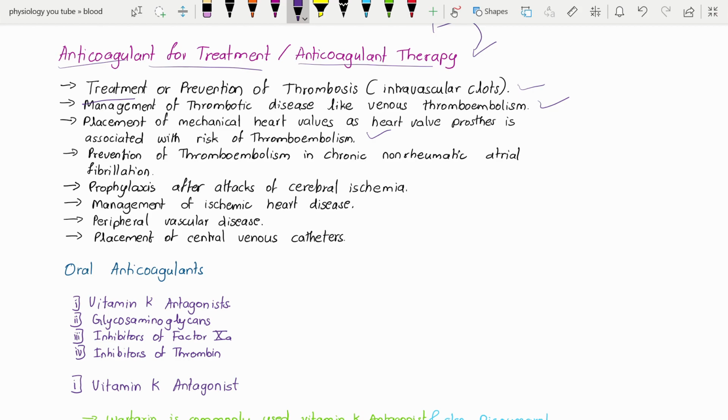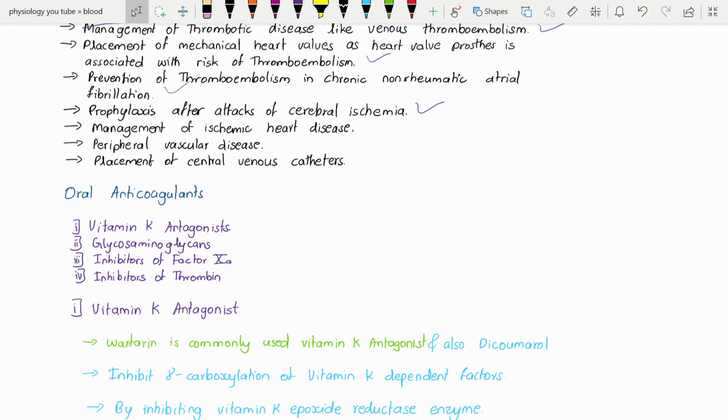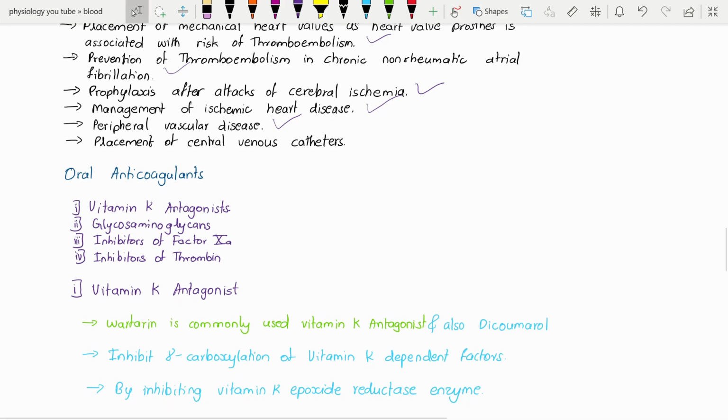In that case, we use anticoagulant therapy, and it prevents thromboembolism in chronic rheumatic atrial fibrillation. It is used as prophylaxis after attacks of cerebral ischemia, for the management of ischemic heart diseases and peripheral vascular disease, and for placement of central venous catheters.